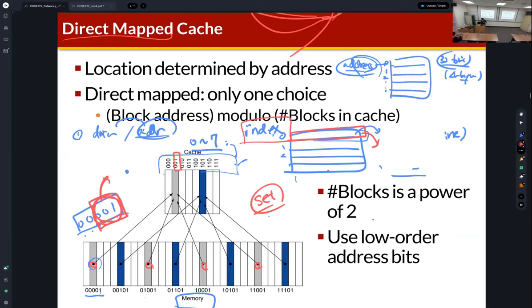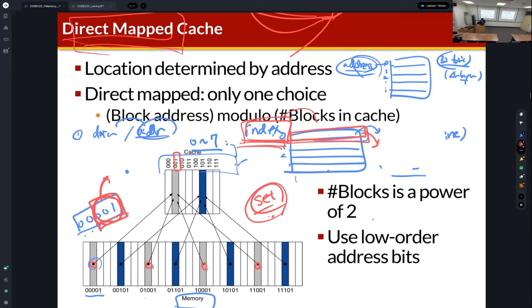Which means that a single set indexed by a certain index number can actually store many blocks. There are different kinds of cache, but in this example, we assume that a cache set has a single block. So this block is indexed by the index number of the cache, and only one block is indexed. This kind of cache is called the direct mapped cache.